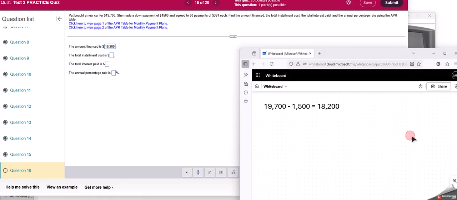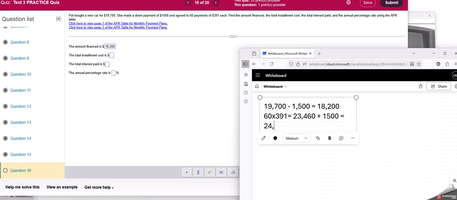Then the total installment cost is how much they pay out of pocket. So they're paying 60 payments times $391. So 60 times 391 gives us $23,460, plus the $1,500 that they paid down. So $24,960 is our total installment cost.